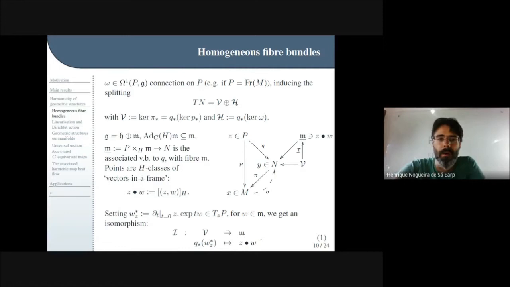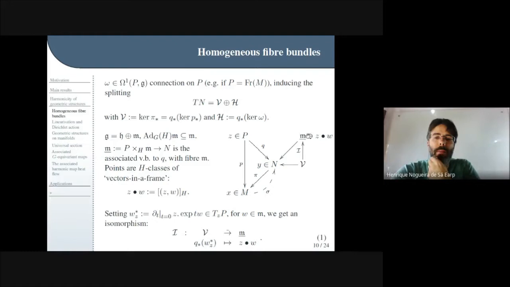As we said before, the tangent bundle of N splits into vertical and horizontal parts. And because we're considering a reductive pair, the Lie algebra of the structure group G splits into an irreducible component H and its complement M. Now, if we consider the natural bundle with fiber M over N, we denote that by M underscore. This is the bundle which consists of the H classes of vectors in a given frame.